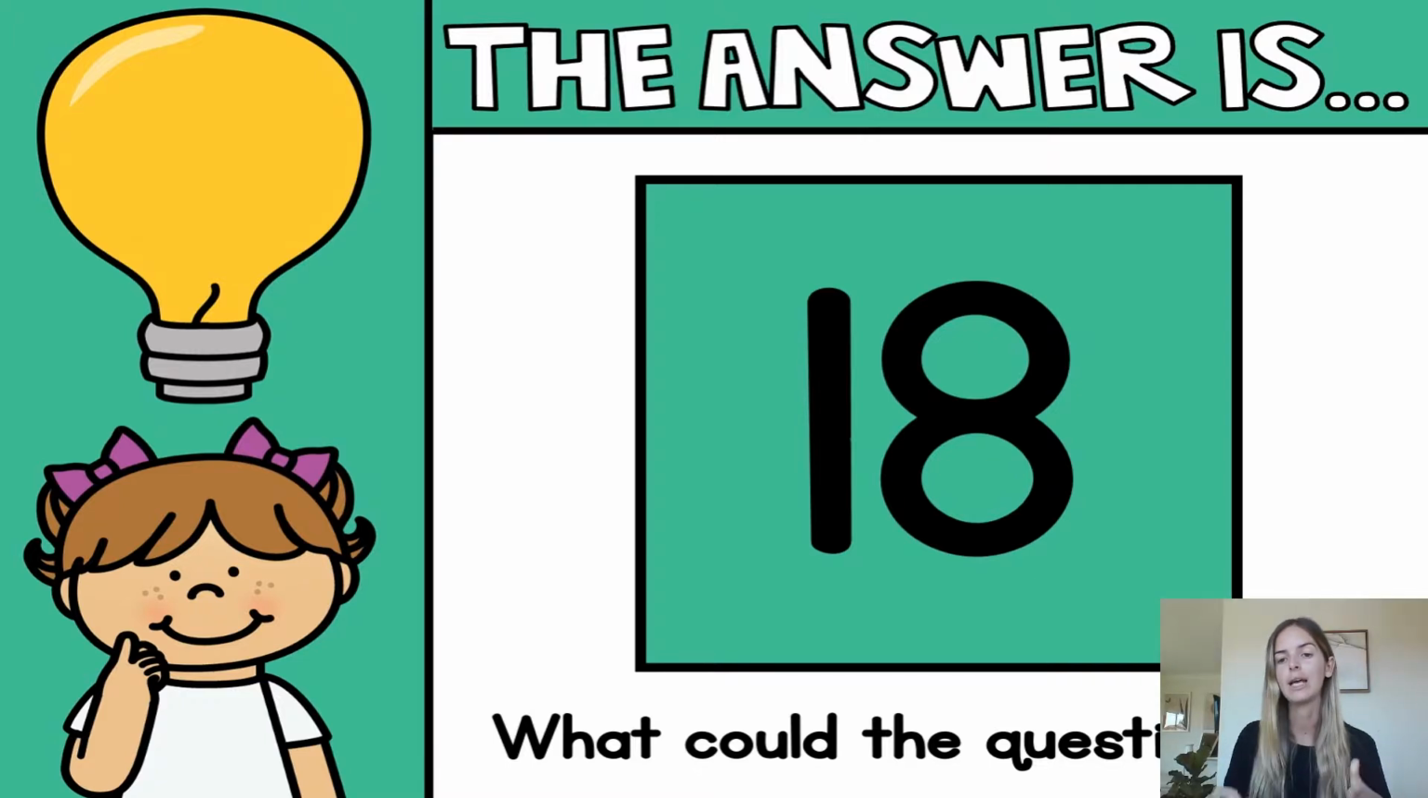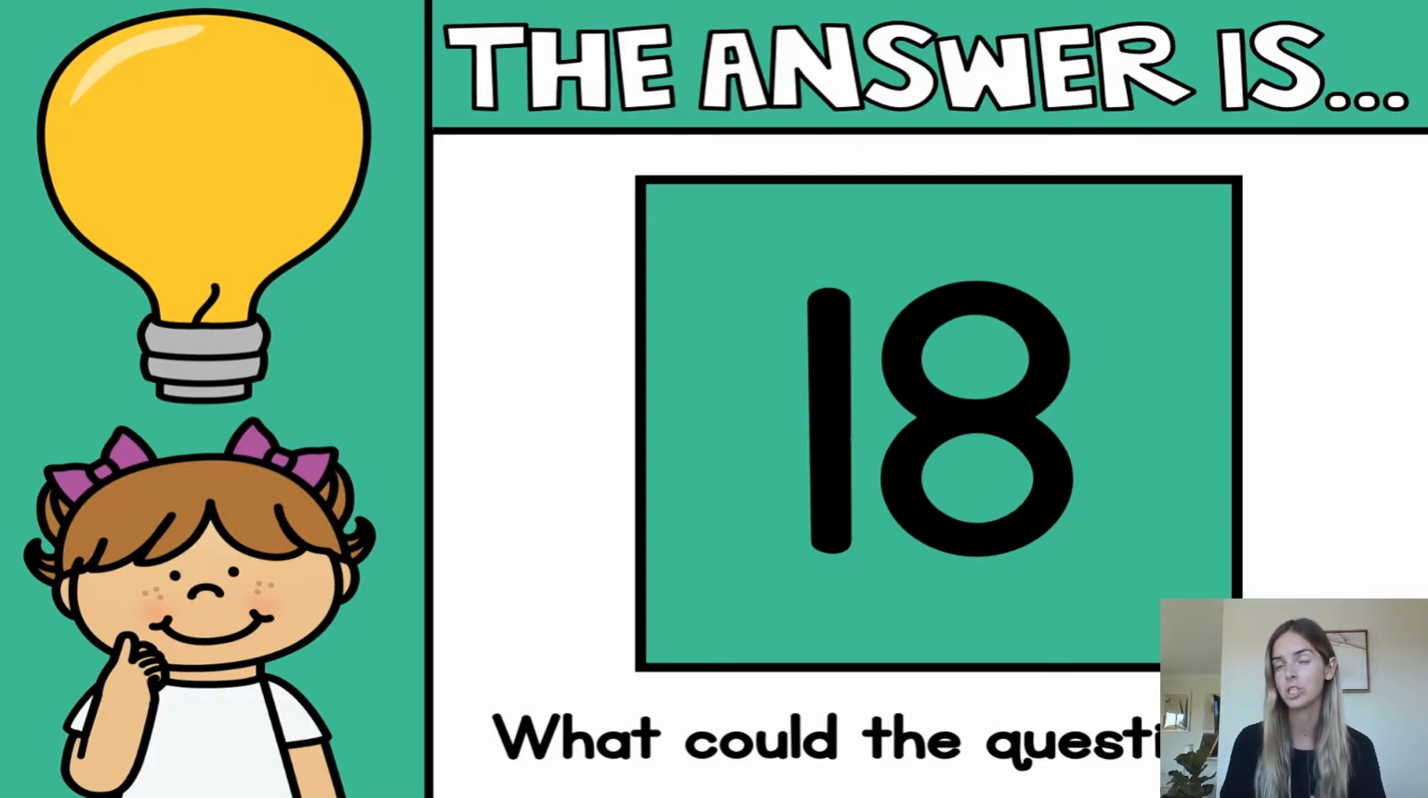Now I'm going to double check that. I'm going to put 10 in my head. 10, 11, 12, 13, 14, 15, 16, 17, 18. And I have 8 fingers up right now. So 10 plus 8 equals 18.